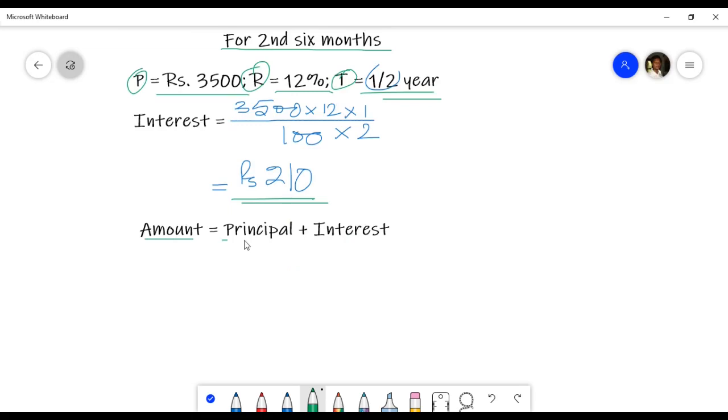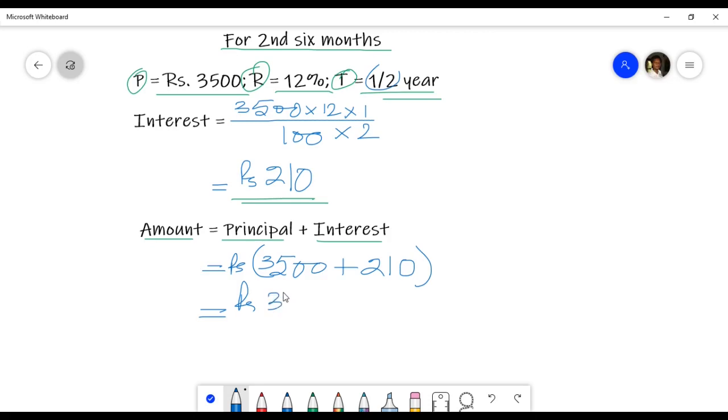We have to find the amount now. You know the formula very well, principal plus interest. When we add these two, we will get the amount. After adding principal, that is 3,500, and interest, that is 210 rupees, we will get the amount for the second 6 months as 3,710.